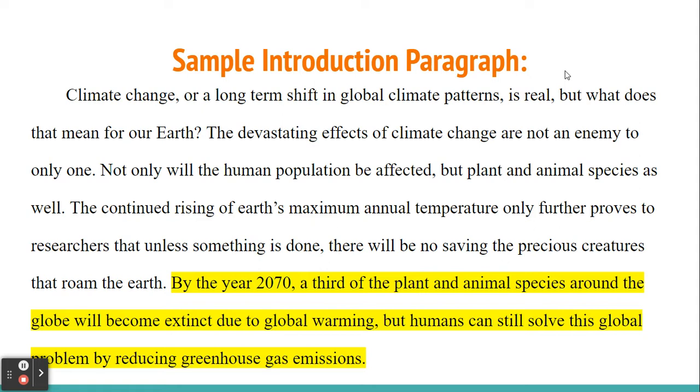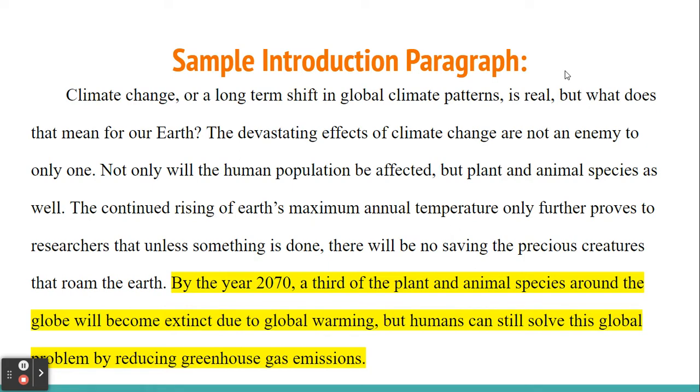The continued rising of Earth's maximum annual temperature only further proves to researchers that unless something is done, there will be no saving the precious creatures that roam the Earth. By the year 2070, a third of the plant and animal species around the globe will become extinct due to global warming. But humans can still solve this global problem by reducing greenhouse gas emissions."